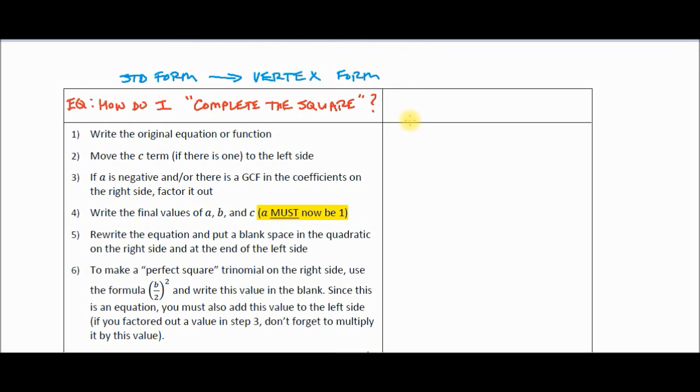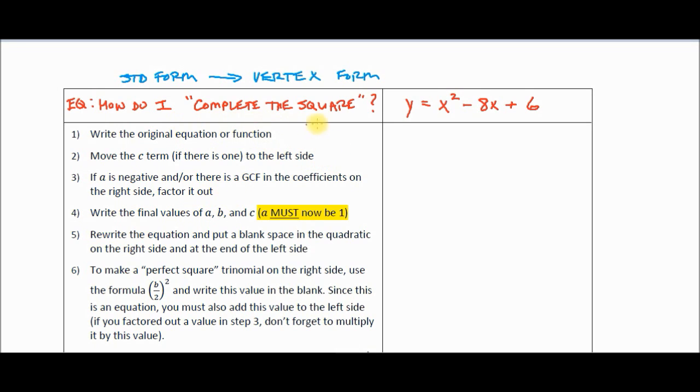All right, let's write our sample equation over here on the side, because as we walk through these steps, I'm going to solve an equation for you so you see the steps. Let's pick an equation. y equals, we're going to write it in standard form, x squared minus 8x plus 6. And I'm going to walk through the steps with you. We're going to solve each step as we go.